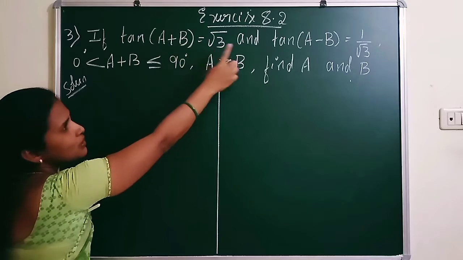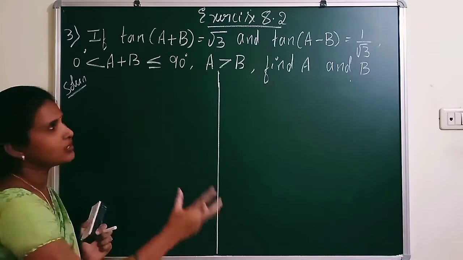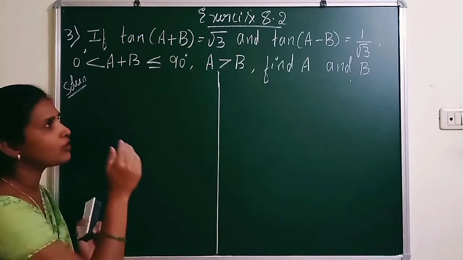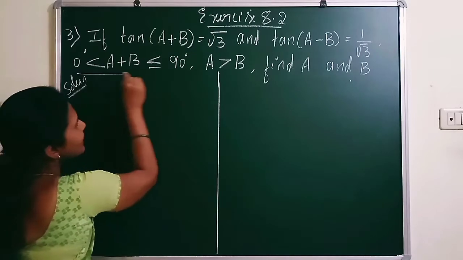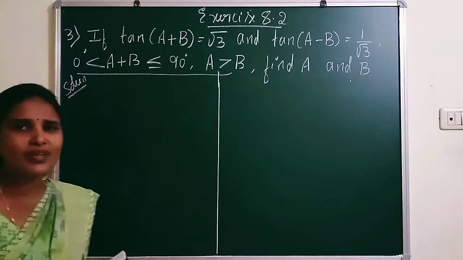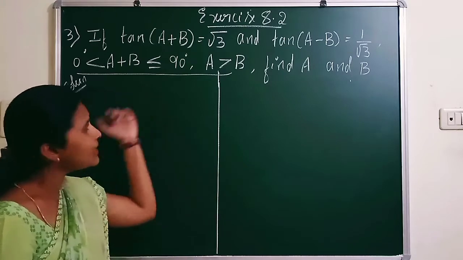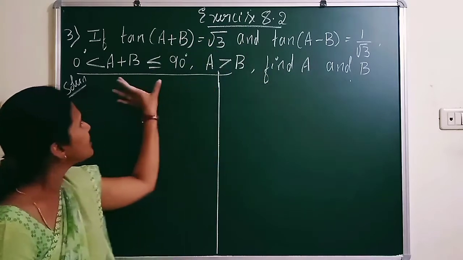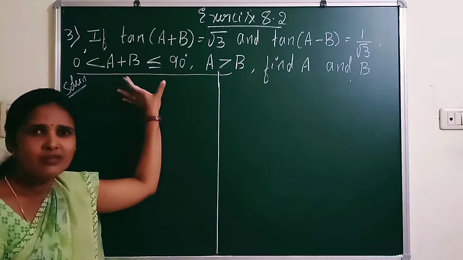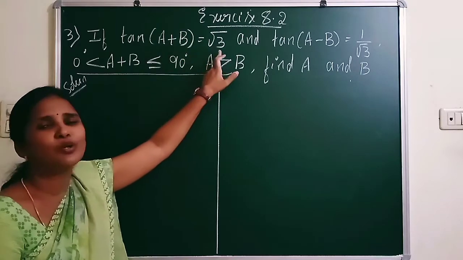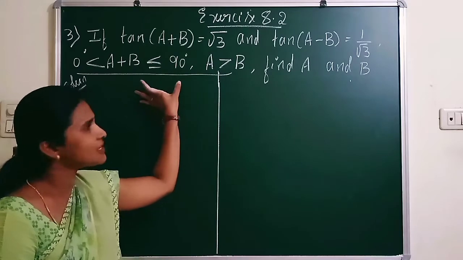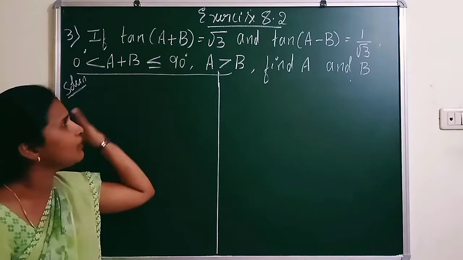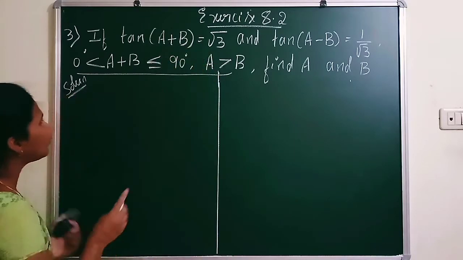Now what has been given, first concentrate on the data. tan(A + B) is root 3, tan(A - B) is 1 by root 3. These are the two important things. But this condition, what is it? For us it is not required, so why has he given it? Only to satisfy the given statements. If this condition were not given, the statement would not be satisfied. So don't worry about this. Only concentrate on what he has given.